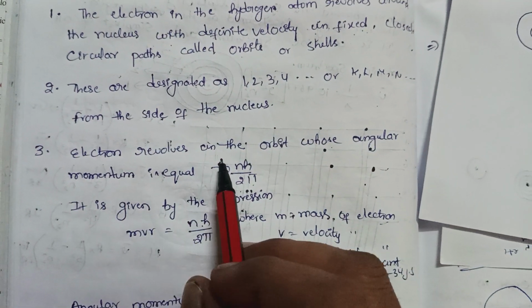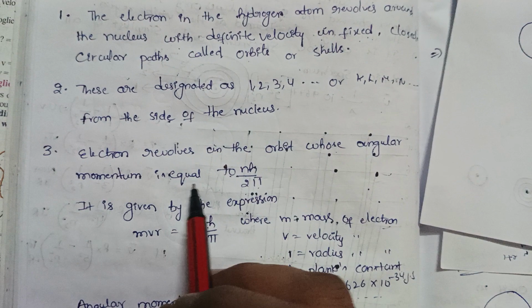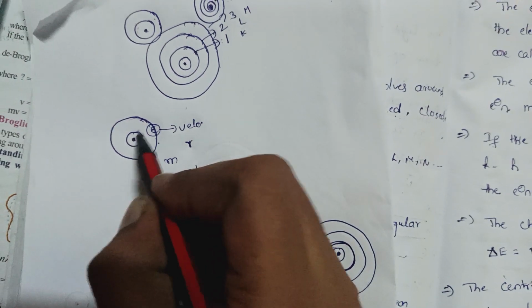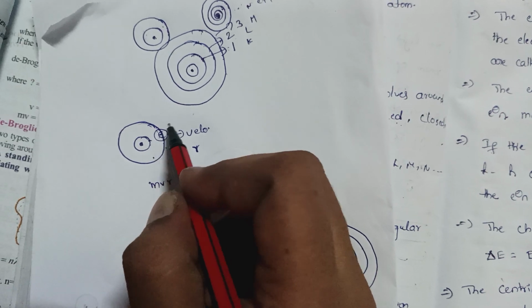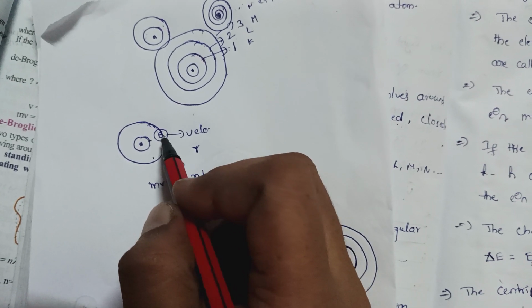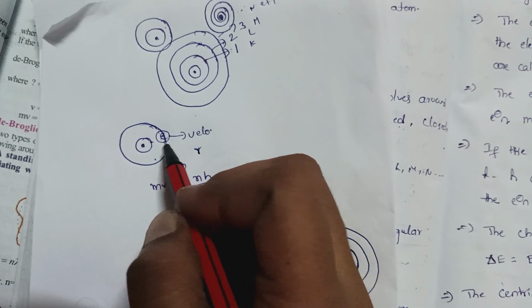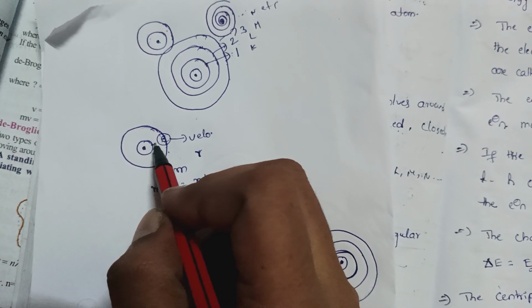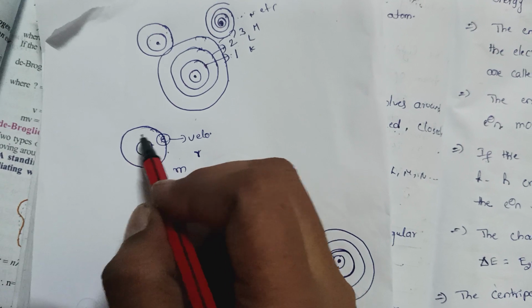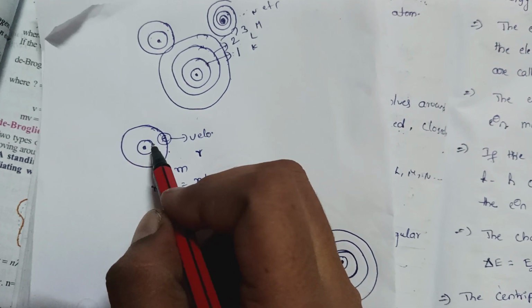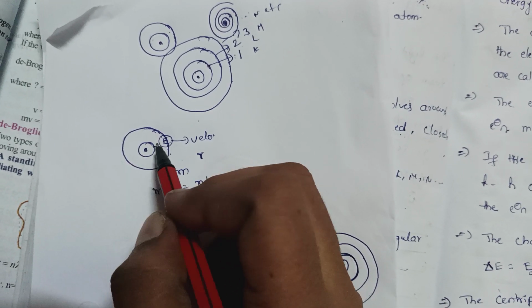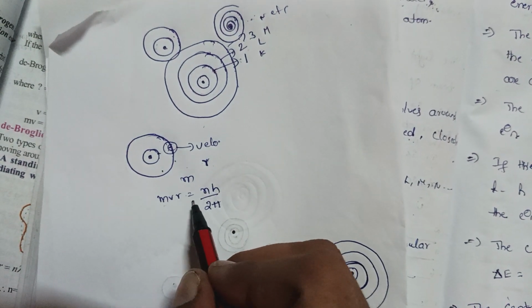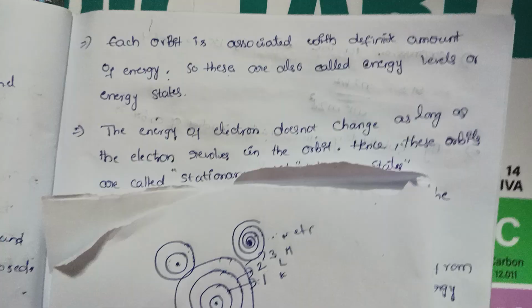The electron revolves in the orbit whose angular momentum is equal to nh by 2π. When the electron revolves around the nucleus, it has some mass and velocity. When the electron moves around the nucleus, it has some radius, denoted as r. So mvr equals nh by 2π.